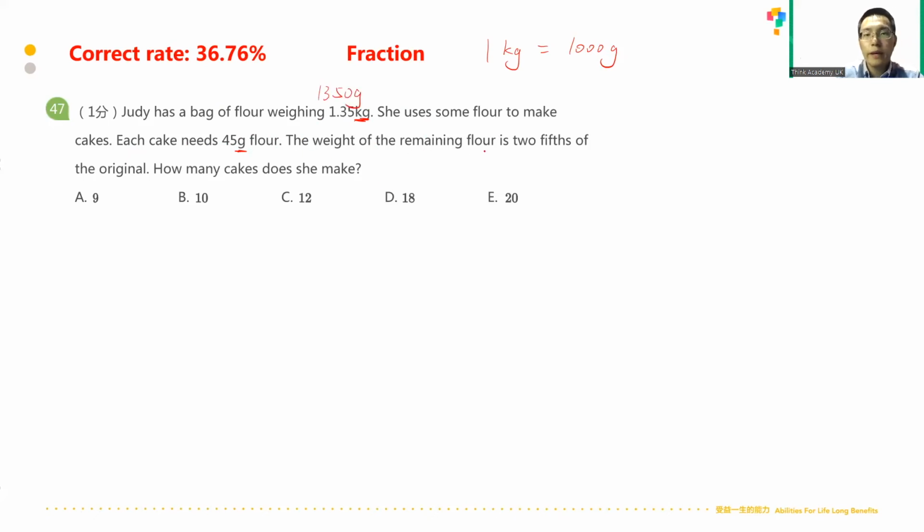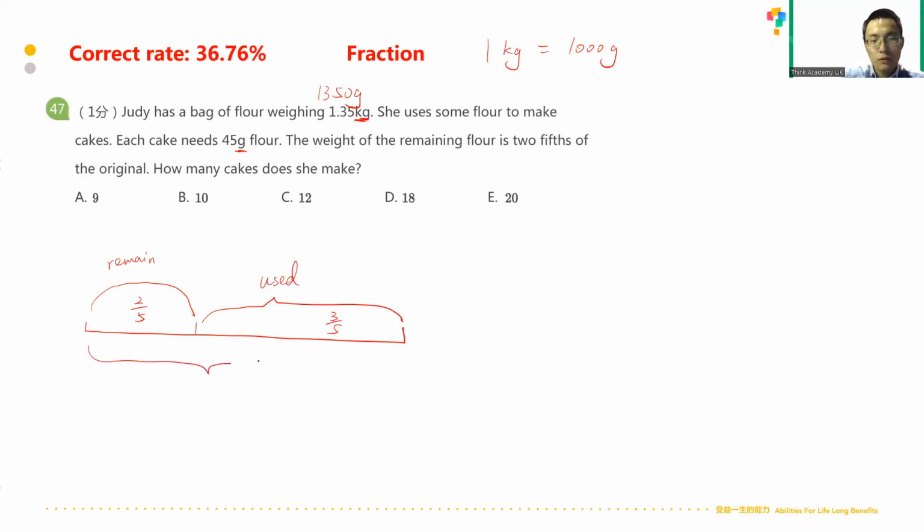And then the weight of the remaining flour is 2/5 of the original. So you see, this is the first situation I mentioned before, the whole and part. So we know the whole, we want to find the part. Let's draw a line here, and this is 2/5, which is the remainder, the flour remained. And this is the flour used, which is 3/5.